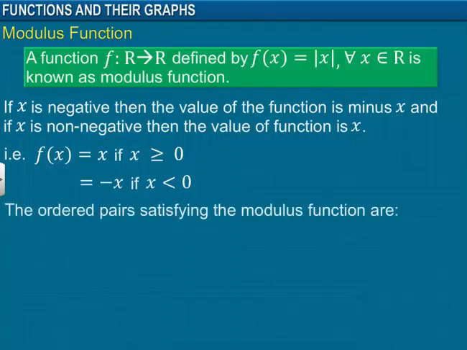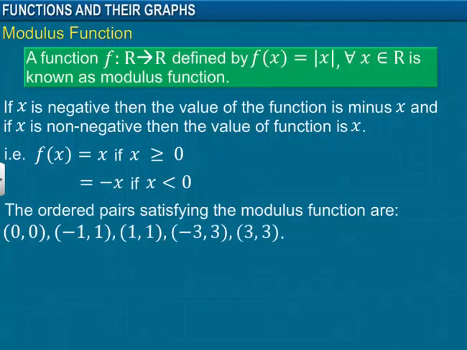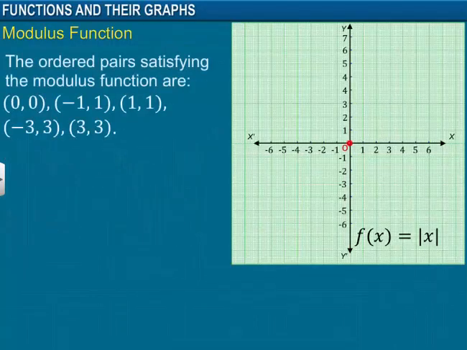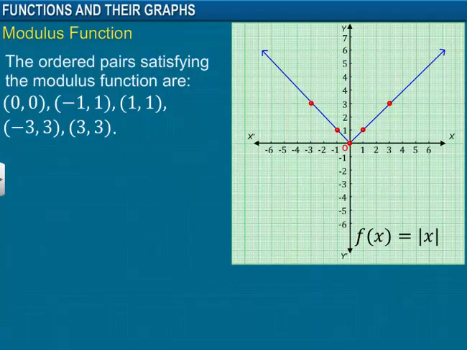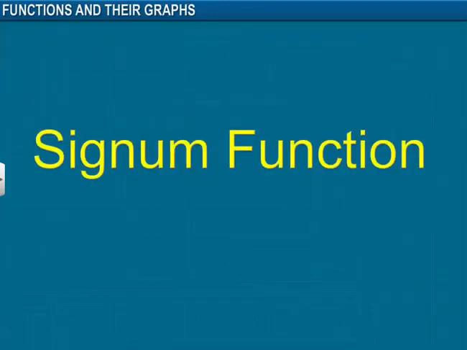Some ordered pairs satisfying the modulus function are. On plotting these points on the Cartesian plane and then joining them, we get the graph of modulus function f of x is equal to mod of x. The next function that we are going to discuss is the signum function.